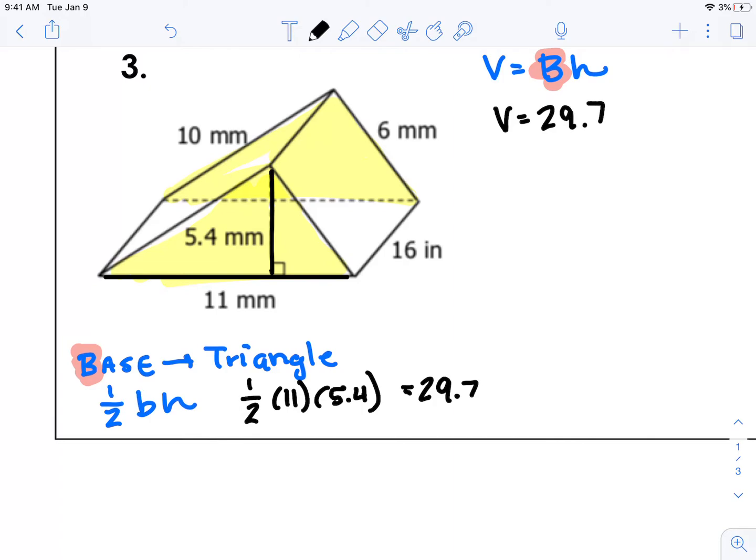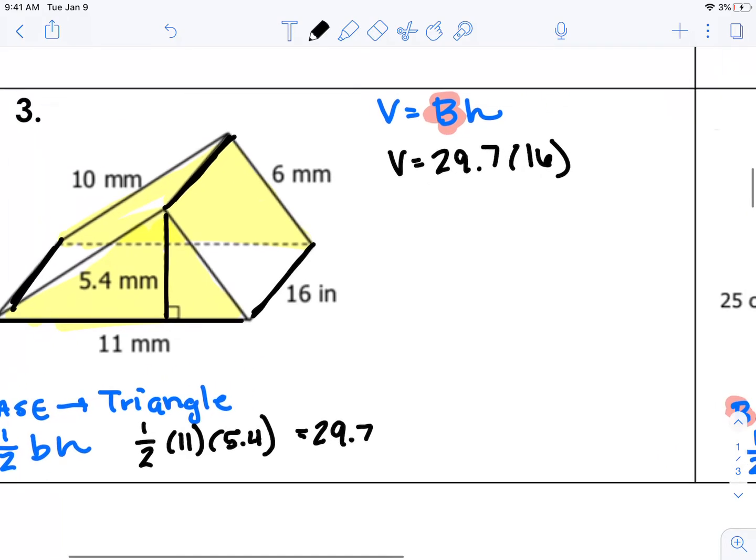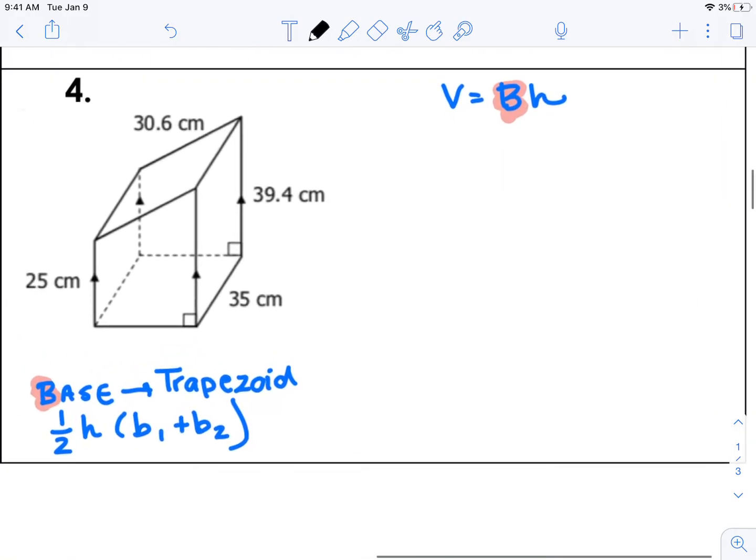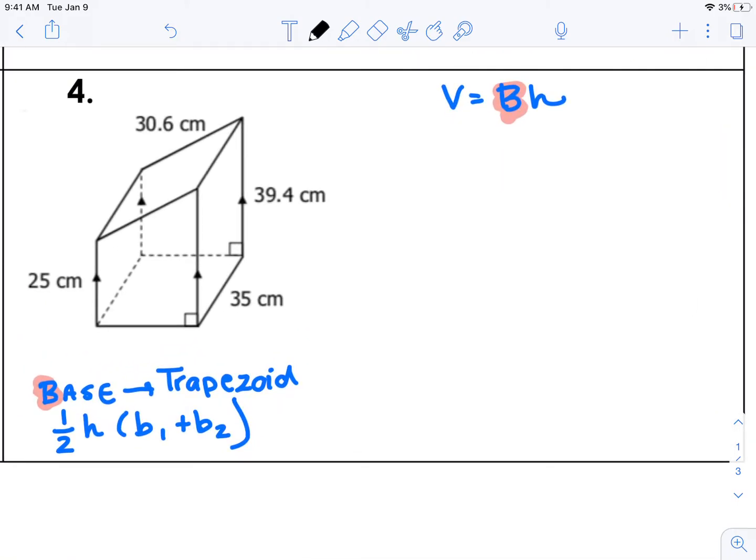Now the height they're talking about is the height between the bases. So what connects the 2 triangles? It's this line, and this line, and those are all 16 inches. Then I just plug that in, and I get 475.2 millimeters cubed.